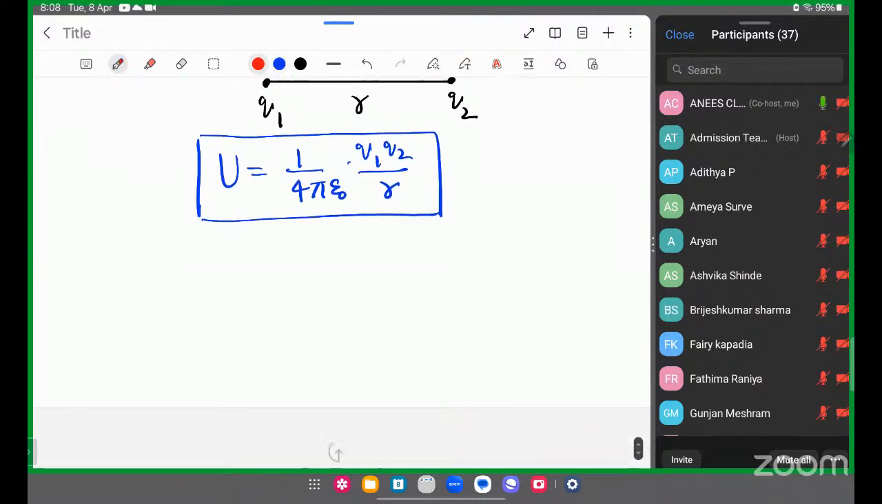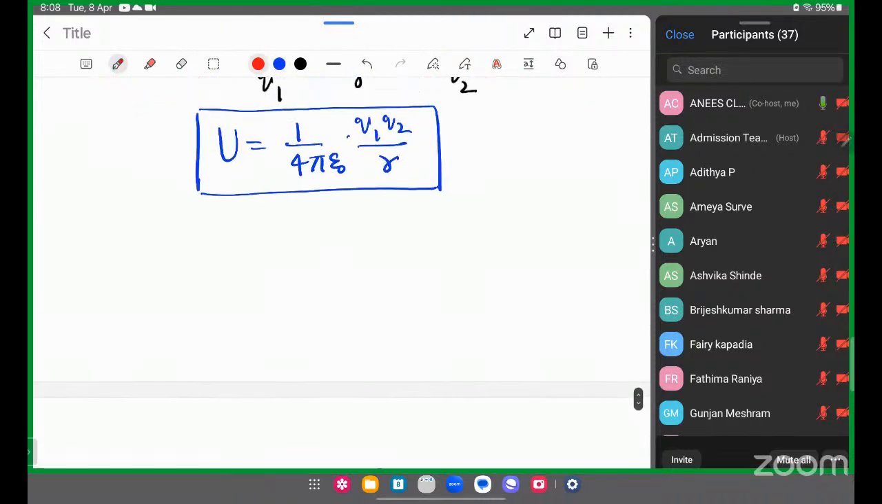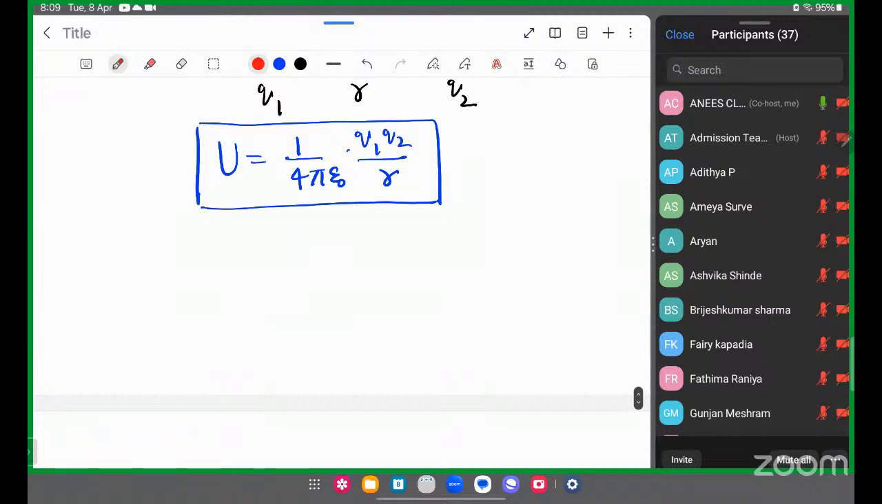Remember, in this formula, Q1 and Q2 may be charges with any polarity, may be positive or may be negative. So whenever you apply the formula, you have to put the values of Q1 and Q2 with proper sign. If they are positive, you write the positive sign, and if they are negative, you write the negative sign. Whatever the polarity of the charge, you have to put the same into the formula.